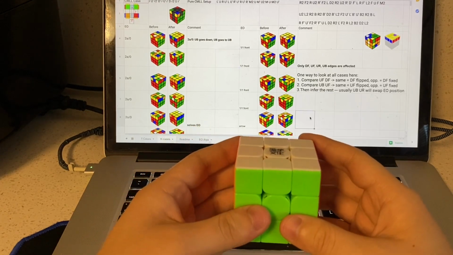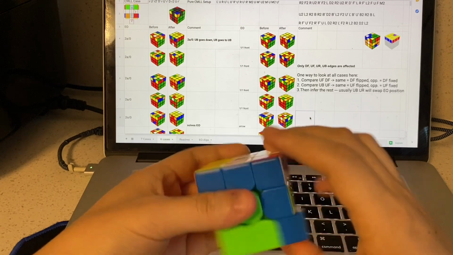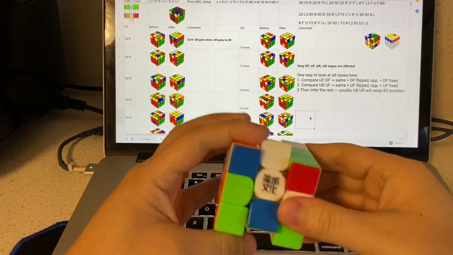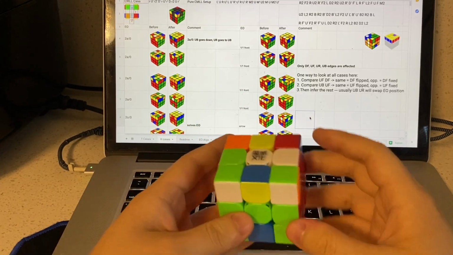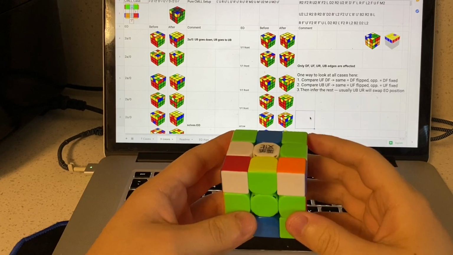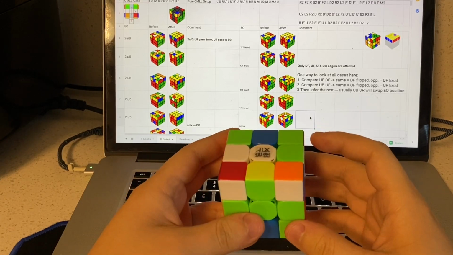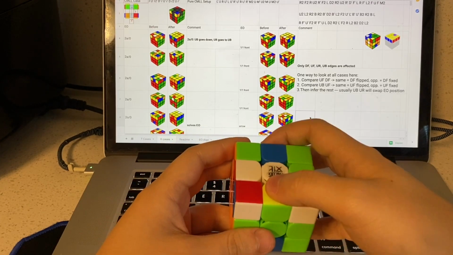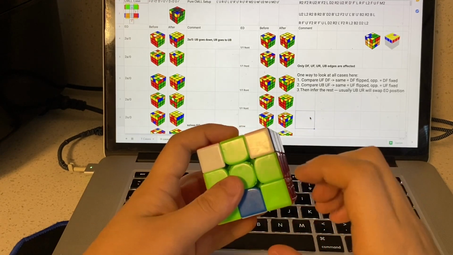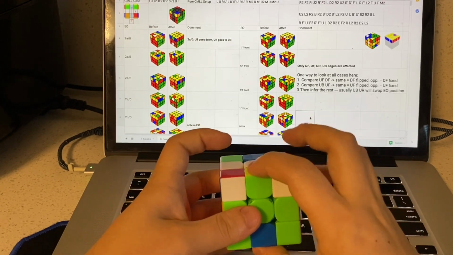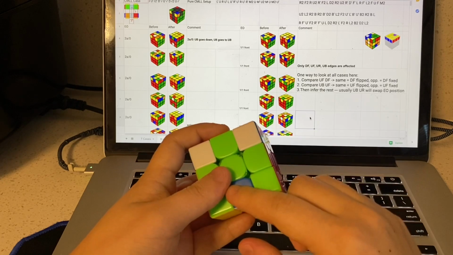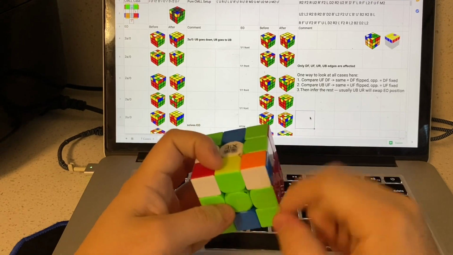Now onto our second example case. It's AUF again. And now we're looking at these pairs being opposite, so this would stay the same. However, in this case, this pair is the same, so this will be flipped. So we know that this will be flipped.